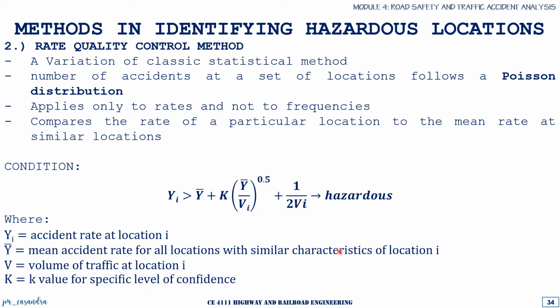Okay, so again, when we say similar characteristics, it has the same volume of vehicles entering, or the same ADT, same design. So if it is a two-way highway, it should also be a two-way highway that we consider for our study. So they should have the same characteristics as the location under study. Okay? So next we have the setting benchmark method.